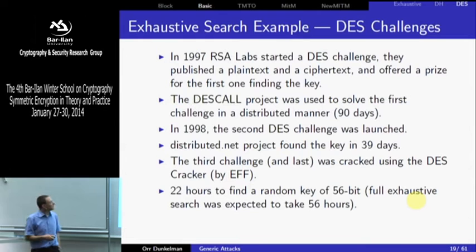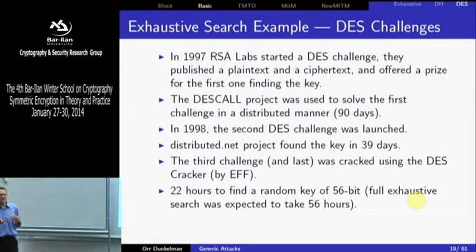And as you can guess, this is '97, so we already have SETI at home, distributed.net, all these projects. There was a project, DESCHALL, which found the key in 90 days. NIST said, well, 90 days is a lot of time, and we used 14,000 computers over the internet. Nobody can do that. So there was a second challenge. This time it took only 39 days. And NIST still said, well, 39 days is a lot of time, and a single key.